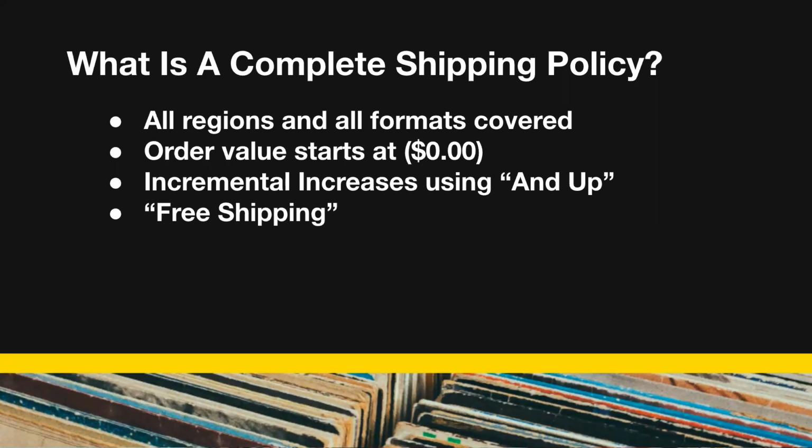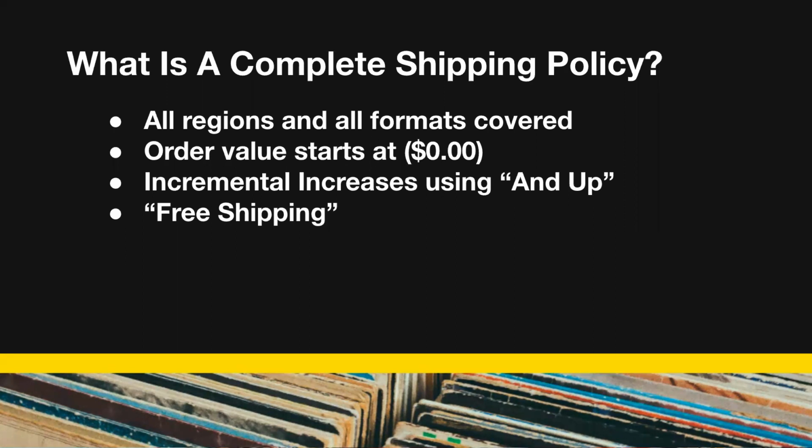Order values on a complete policy will start at 0, and this ensures that the policy covers all price points. Shipping costs must be calculated incrementally by quantity or weight and must have a final value of "and up" to ensure all values are covered. You can also offer free shipping above a certain dollar amount that will cover orders above that threshold.